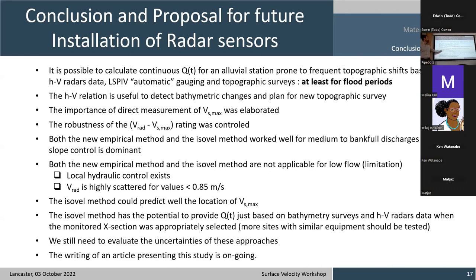Both methods are not applicable for low flow because of these problems, I would say. The ISOVEL method could predict well the location of VSmax, and it has maybe the potential to provide Q(t) just based on bathymetric survey and HV radar, if the cross-section is correctly selected in space, I would say, according to hydraulic considerations. But we still need to evaluate the uncertainties of these approaches, and the paper is being written at the moment about that. Okay, thank you for your attention.